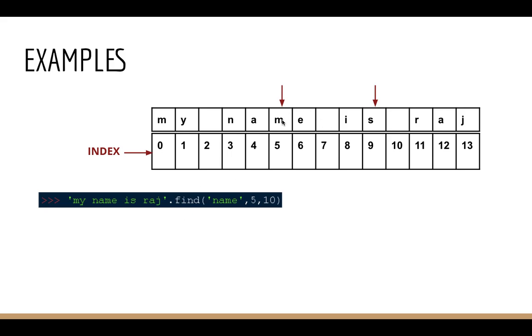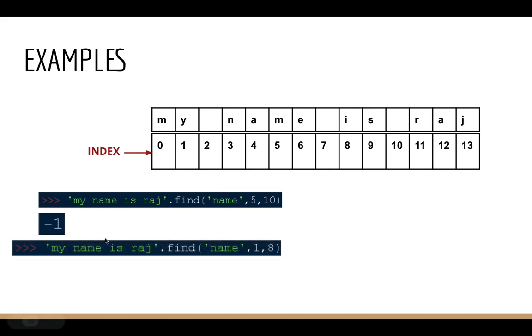So see for yourself, within the range marked by the arrow, can you find the substring name? No, you cannot find the substring name. Therefore, it will return -1. It will not return true or false. It will return -1 if the particular substring is not found within the given range.